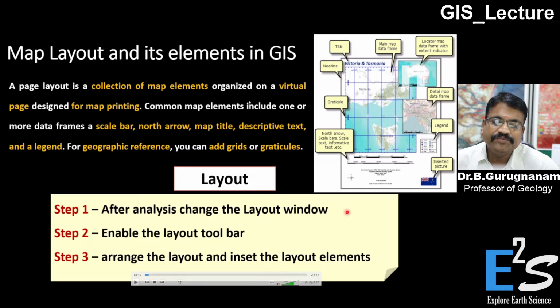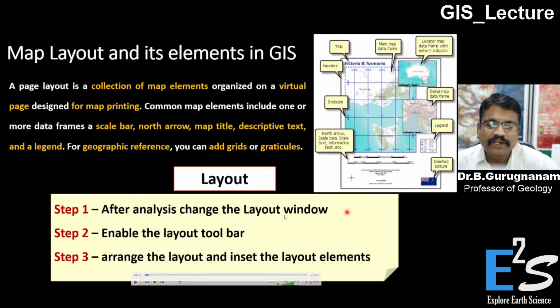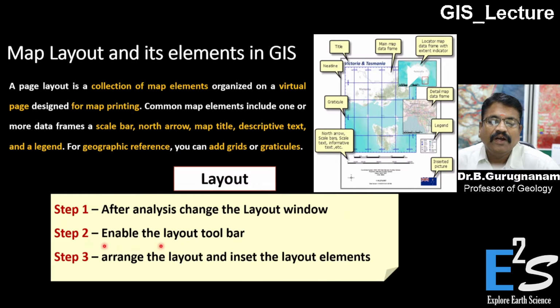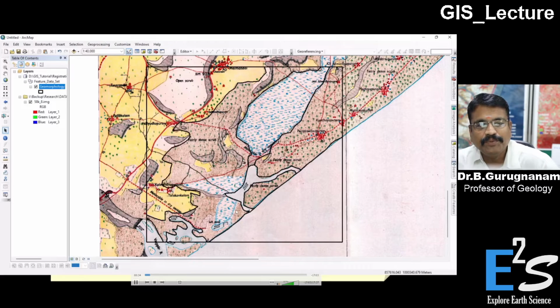There are three steps involved in preparing the layout. The first step is, after analysis, change to the layout window. After you are in the map window, you have to bring it to the layout window and enable the layout toolbar. The second is to arrange the layout and insert the layout elements. So these are the three steps we are now going to follow for the preparation of the map layout.